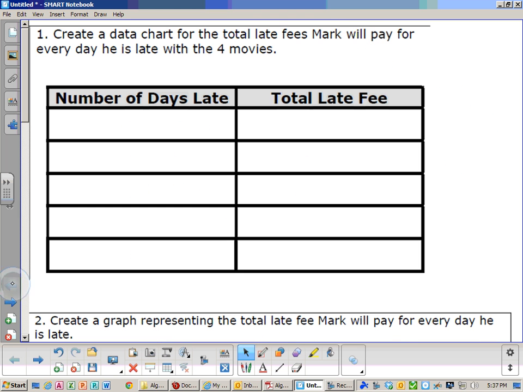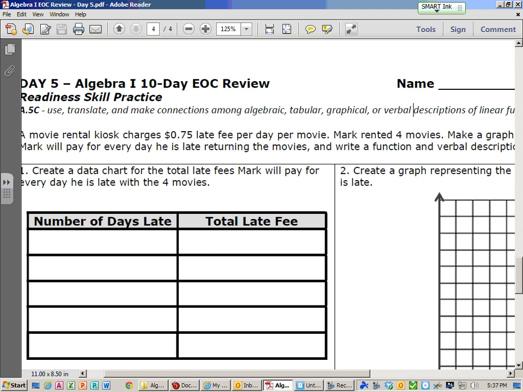So let's look at the very first problem. Create a data chart for the total late fees Mark will pay for every day he is late with 4 movies. Unfortunately, I kind of forgot about the problem, so let me go get it real quick. Here it is.